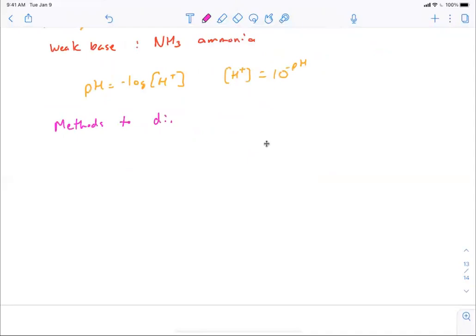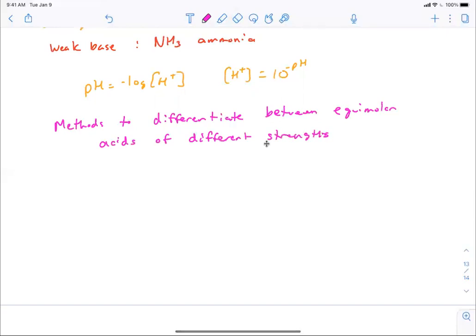Methods to differentiate between equimolar acids of different strengths. So I say equimolar, so therefore I know the concentration is the same, so I can use the concept of strong and weak acids to differentiate them. And I also say different strengths because one will be strong and one will be weak. And so the way you can do it, and I'm going to ignore pH or titration because usually they rule that out as an option.